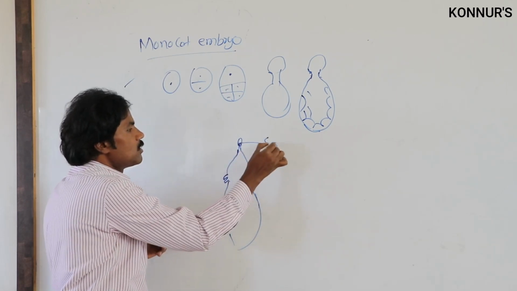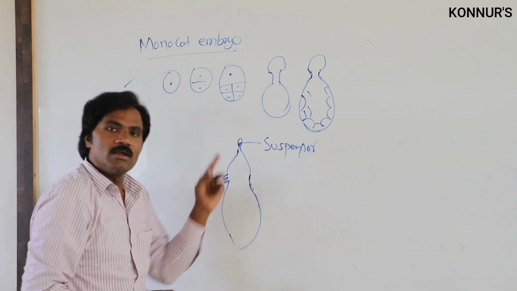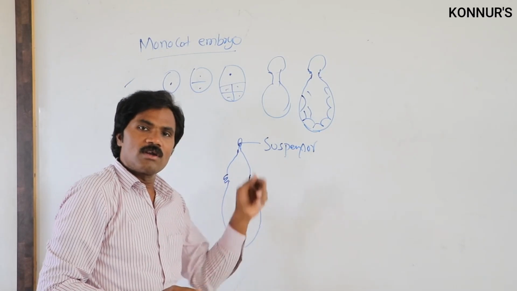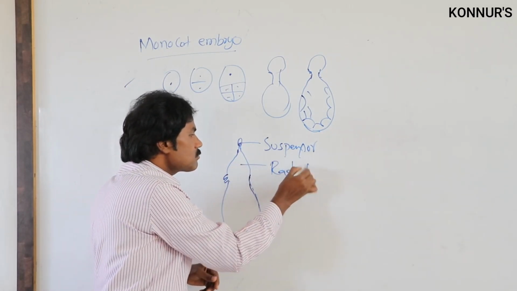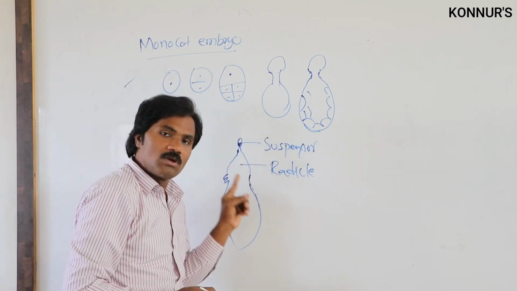This is the suspensor. Below the suspensor, as we already know, is the radicle. The radicle is present in that monocot. This is very important.